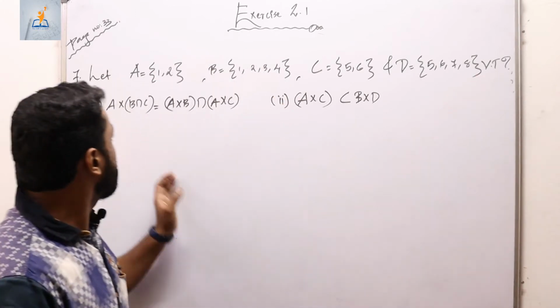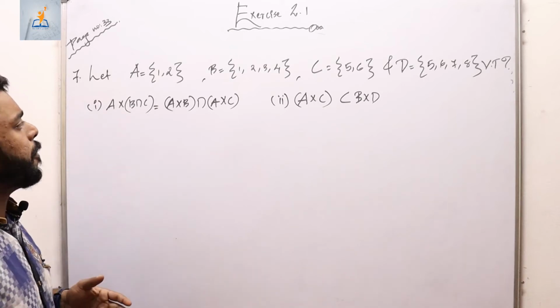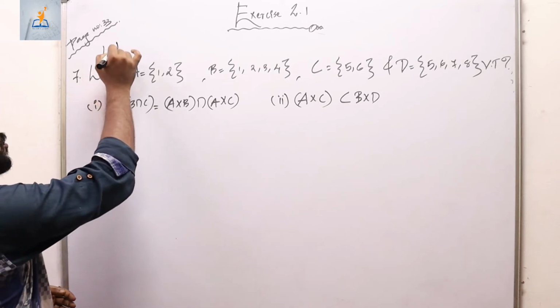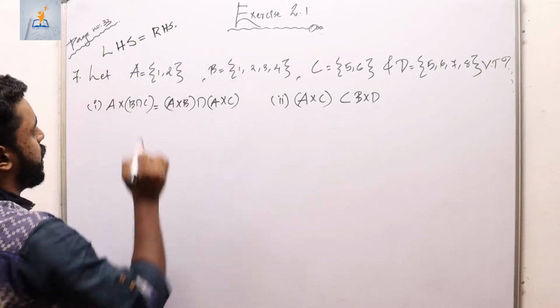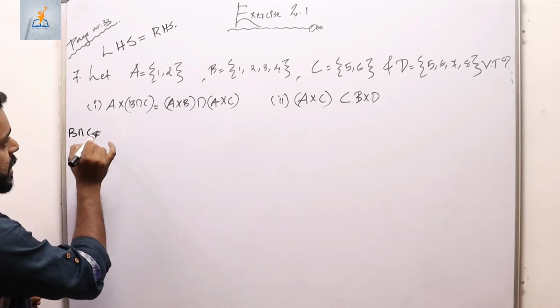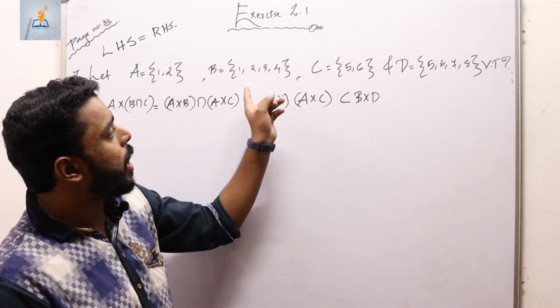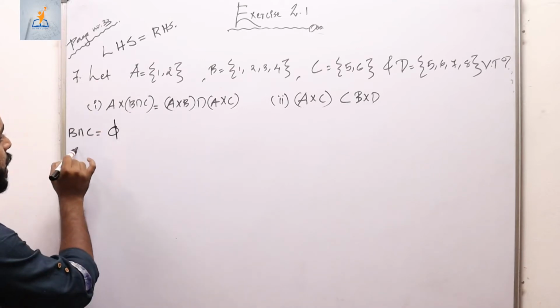Verify that. We have to verify these two conditions. In order to verify these two conditions, it is enough to check whether LHS is equal to RHS. Coming on to the first one, we can see B intersection C. There is no element common in B and C, therefore B intersection C will be φ.